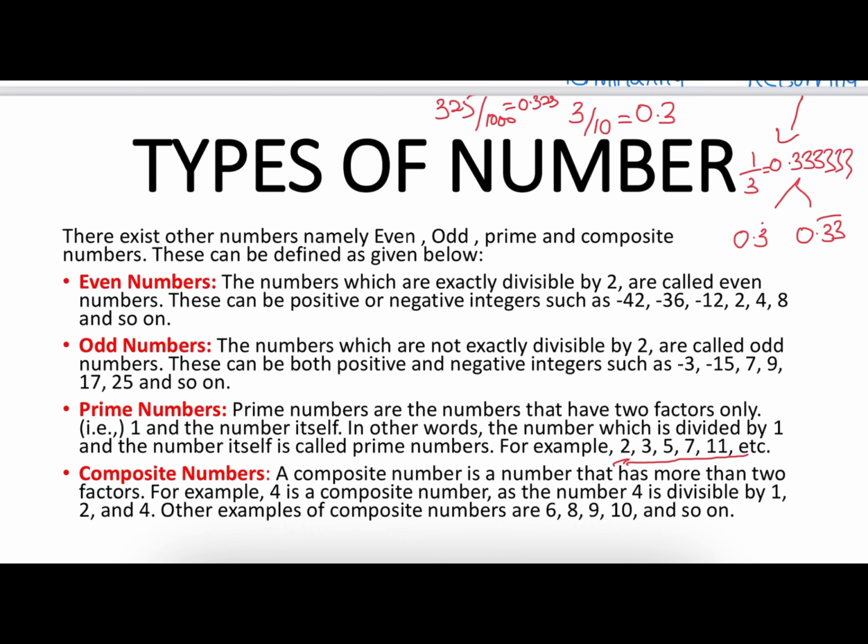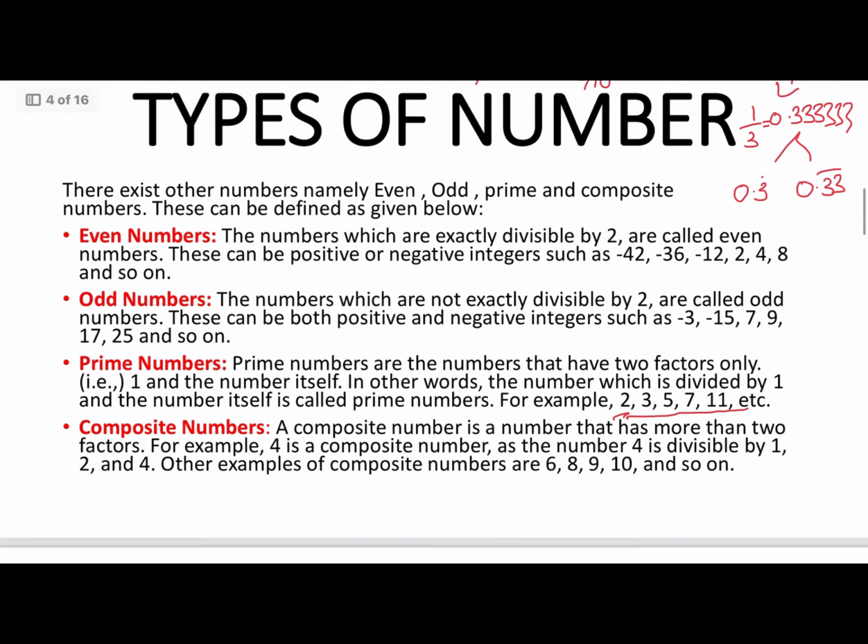Now what is a composite number? A composite number is a number that has more than two factors. For example, 4 is a composite number because 4 can be divided by 1, 2 and 4. So a number which has more than two factors, we can say that it's a composite number. A number which has two factors, 1 and itself, is known as a prime number. So I hope everything is clear, no confusion now.